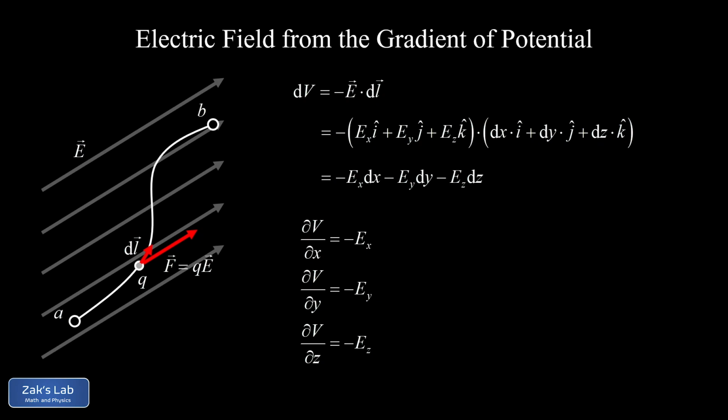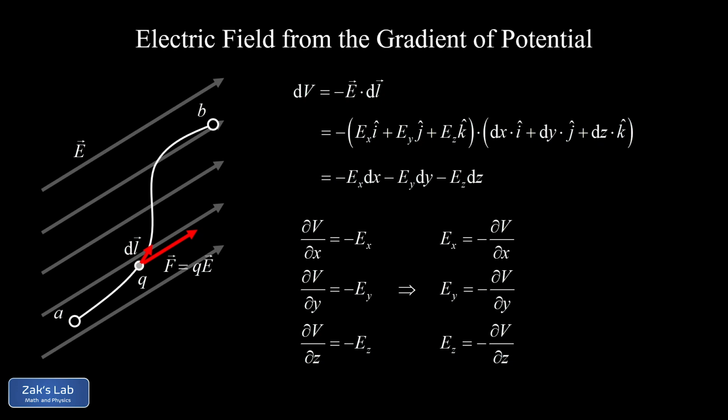We take the y partial derivative of the potential function, we get negative Ey, and the z partial derivative gives us negative Ez. So now we're really close to getting a handle on how to compute the electric field components from the potential function, which is the whole goal of the video. So just moving the minus sign to the other side, we can now find all three components of the electric field by using partial derivatives of the potential function.